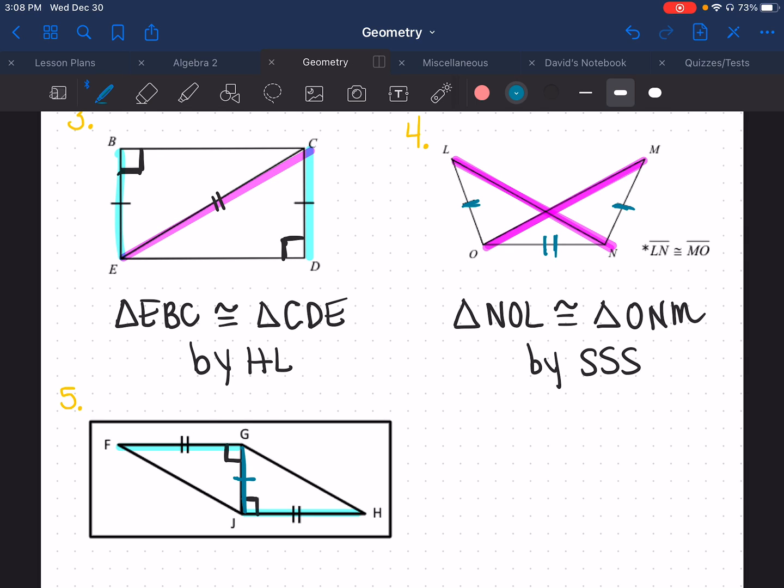So what I'm going to do is I'm going to say, yes, these are congruent. And I'm going to go ahead and name them for you. I'm going to call it FGJ is congruent to triangle HJG by, and that's what I want you guys to decide. How are they congruent? Is it side, side, side? Is it side, angle, side? Or is it HL? Those are your only three options. Good luck.